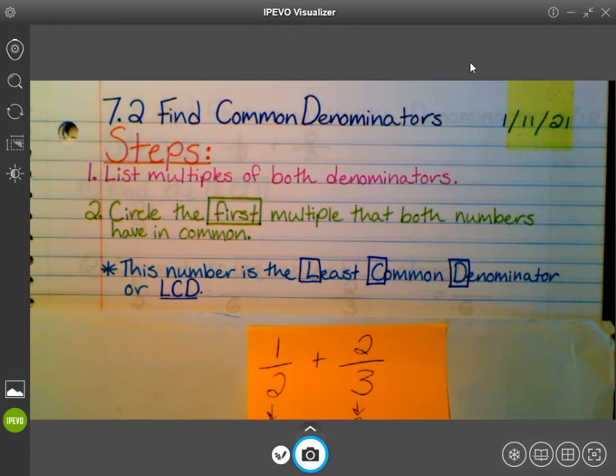So this number is the least common denominator, or the LCD. So if you hear me say, okay, 5th grade, our first step is to find the LCD, I'm saying let's find that least common denominator. We find that by doing these 2 steps: listing the multiples and circling the smallest one they have in common. That's what it means to find the least common denominator, the LCD. If I ever say, let's find the LCD, you're just completing these first 2 steps.